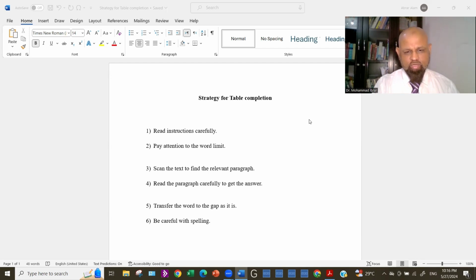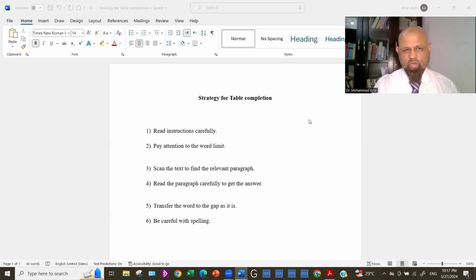You also need to scan the text to find the relevant paragraph. That means you have to read a few lines at the beginning and a few lines at the end of each paragraph so that you find the relevant paragraph related to your information. You also need to read the paragraph carefully once you find it, so as to find the answer. And then you need to transfer the word to the gap as it is without making any changes. And finally, you need to take care of your spelling.